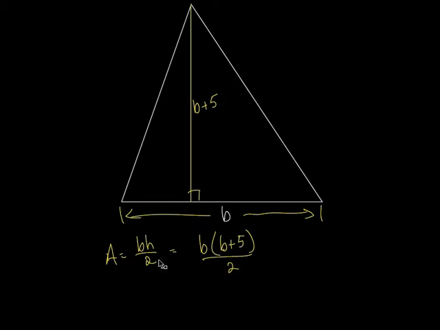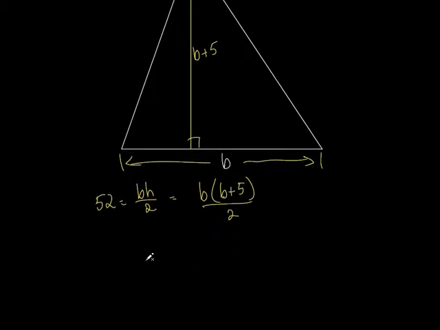Oh, by the way, almost forgot. They tell you what the area is. They tell you the area is 52, so we stick a 52 in for the area. All right, so we have to find what the base and the height are. So let's write it a little bit nicer. It's b times b plus 5 over 2.